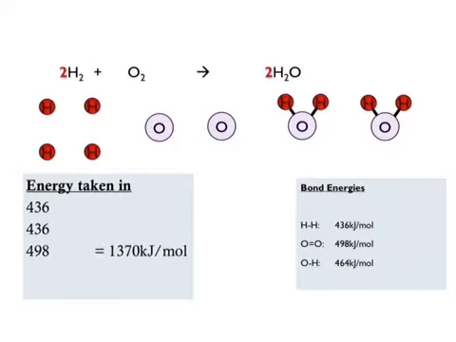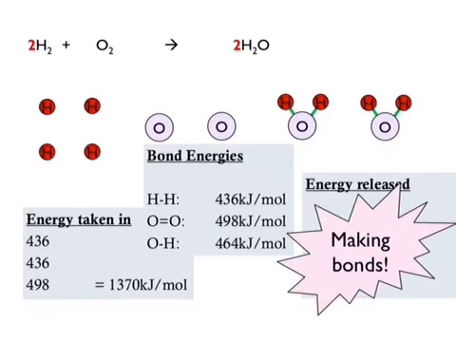So this gives us 436 plus 436 plus 498, giving us a value of 1,370 kilojoules per mole of energy taken in on the left-hand side. As we can see, we have now successfully broken our 3 bonds.